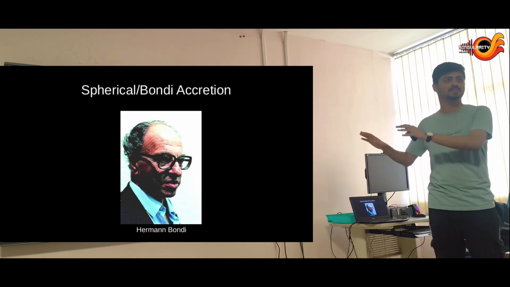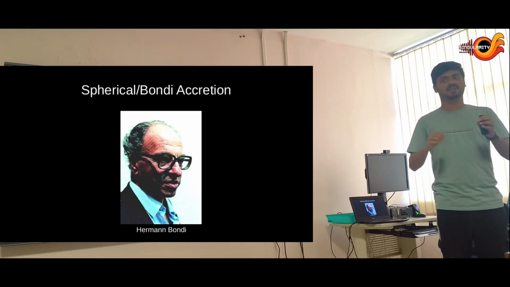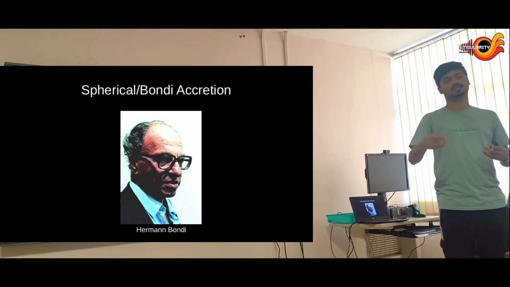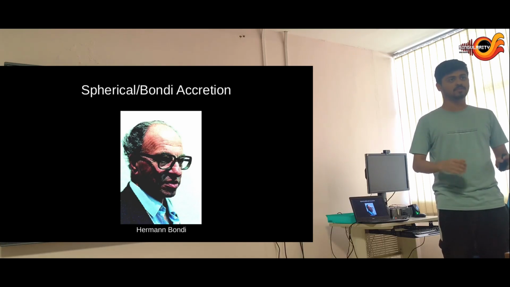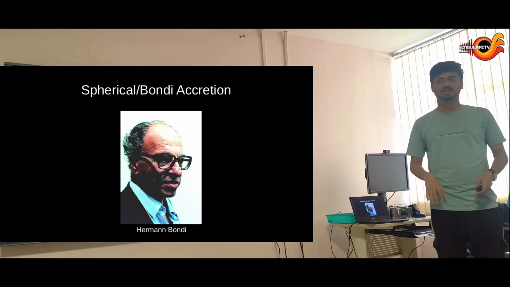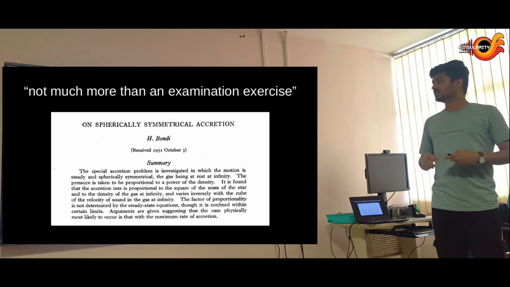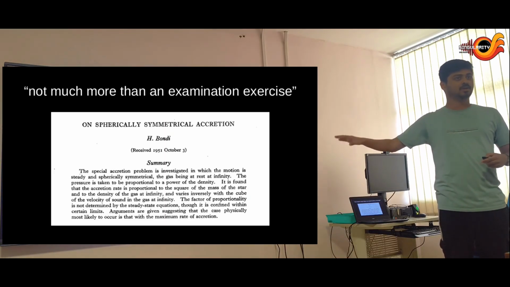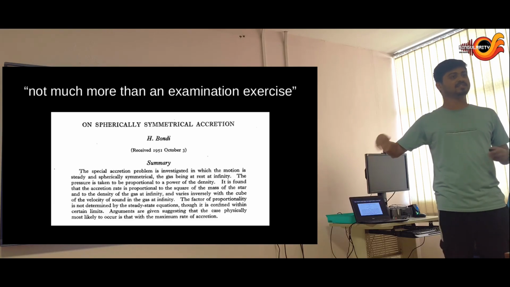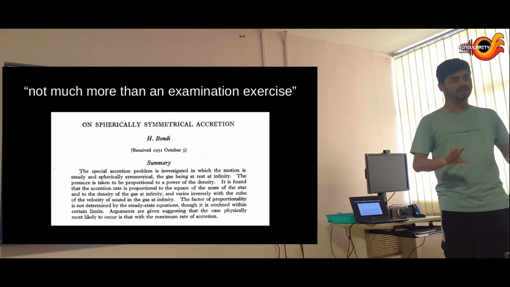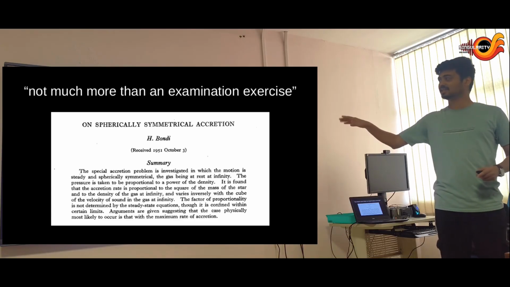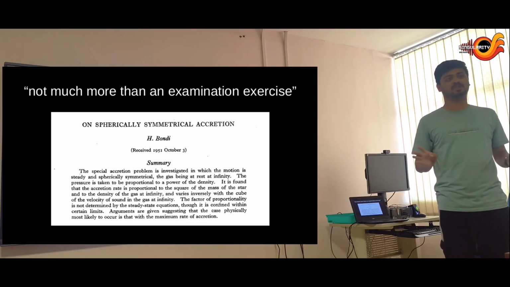1952 was the first time this guy wrote a paper and basically said that the calculations he did in that paper, which gave rise to this big field, were not much more than an examination exercise for him. This was the first ever paper on spherically symmetric accretion. This is where accretion started as a field. And he said it was the easiest calculation he has ever done.